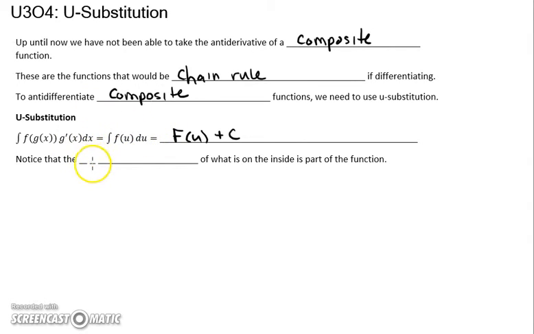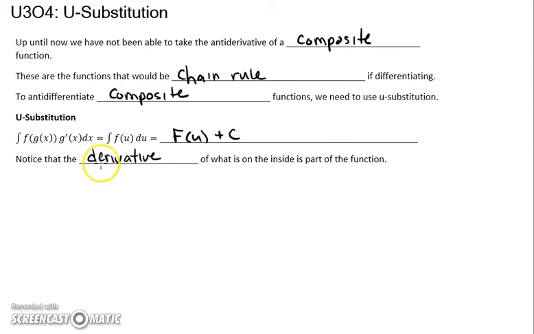So we need to notice that the derivative of what's inside, the derivative of g of x, is part of the function. Our use substitution is only going to work if the derivative of what's inside is also in the problem. Once we turn this into f of u, we take the antiderivative like we normally would. That's where the capital F comes from. Then we plug g of x back in for u.